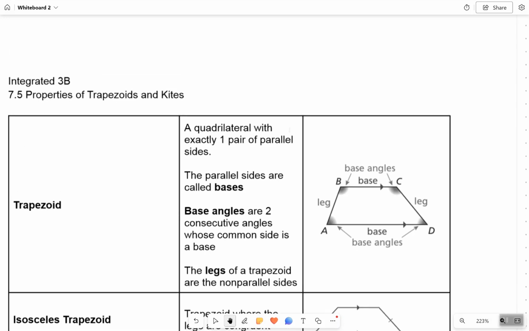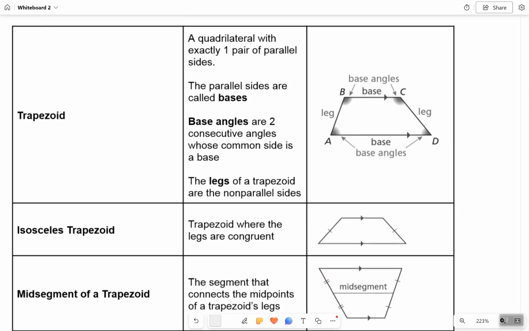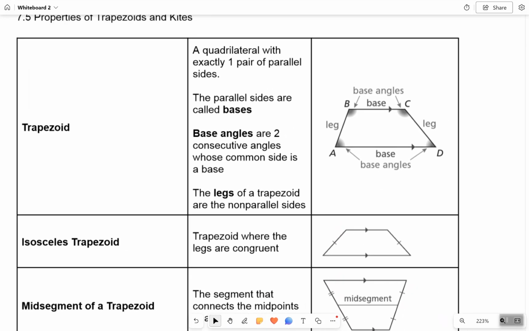And this last part of chapter 7 is titled Properties of Trapezoids and Kites. Okay. Still dealing with quadrilaterals, my friends. But the first thing we want to look at is a trapezoid. You guys have heard of trapezoids before, right?